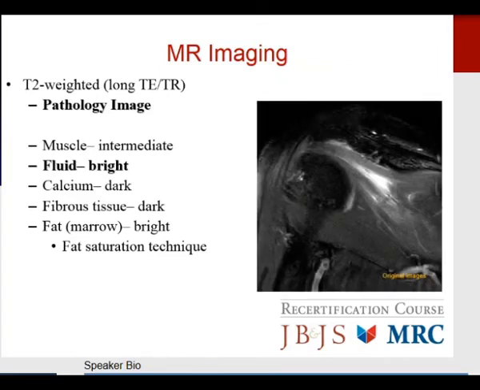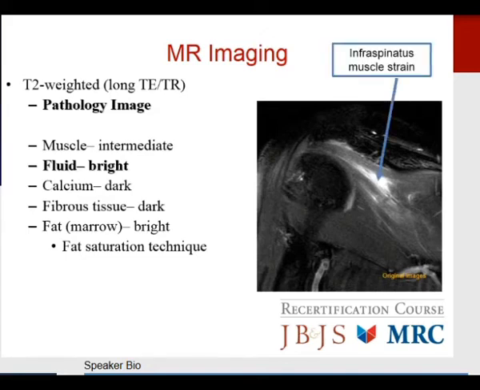And it's also very good for demonstrating injuries of the muscle. So here we have fluid signal within the substance of the infraspinatus muscle, demonstrating a grade 2 partial thickness tear with partial retraction and a small intramuscular hematoma.